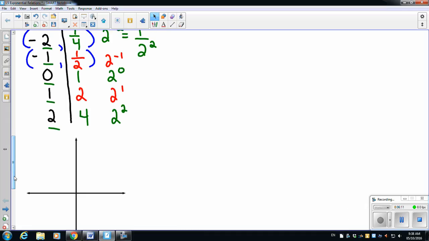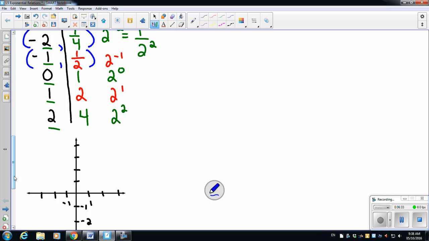There we go. And I'm going to put a little bit of a scale on my graph. 1, 2, 3, -1, -2, -3. You should always have a little bit of a scale on your graph. 2, 3, 4, -1, -2.